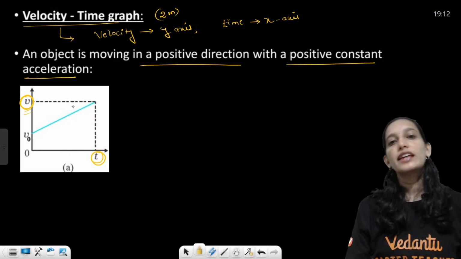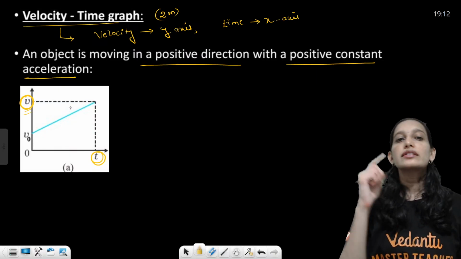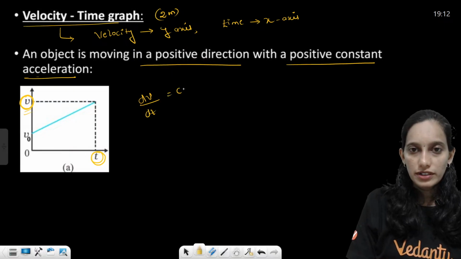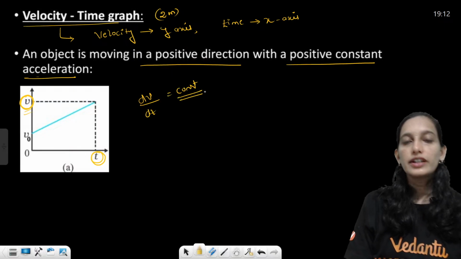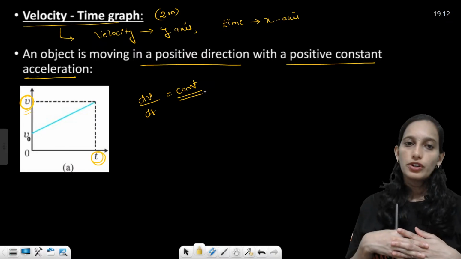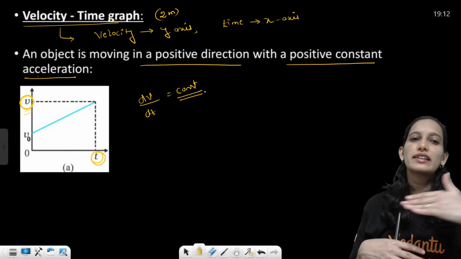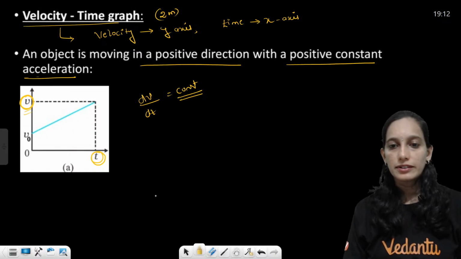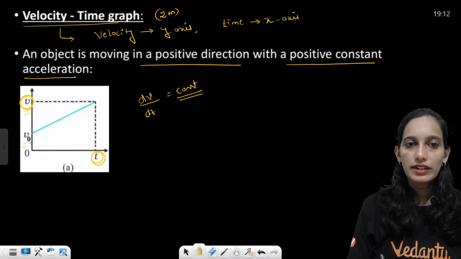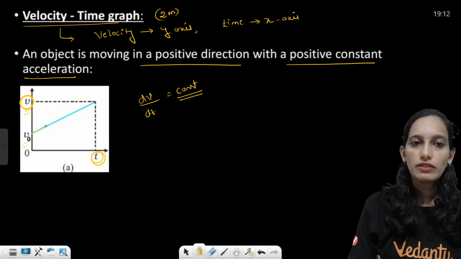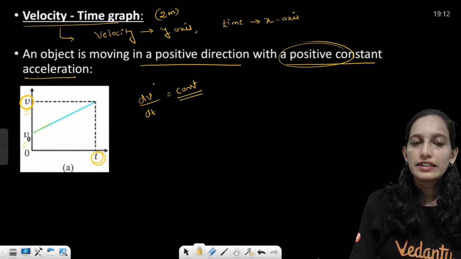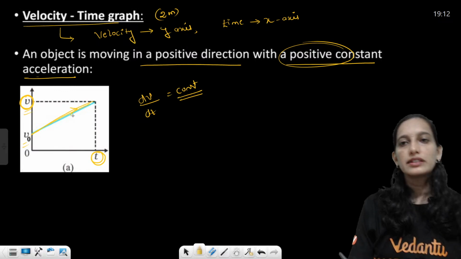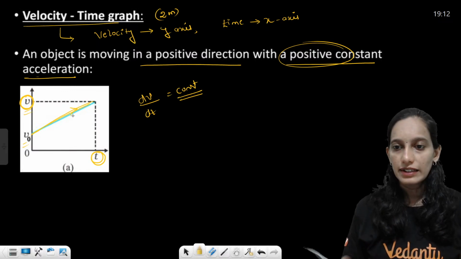The VT graph will be a straight line, so the slope, that is dv by dt, is going to be constant. For a straight line the slope is just tan theta, so that is going to be constant. Okay, so this is one graph. There is some initial velocity, and since acceleration is positive, velocity increases as time passes.